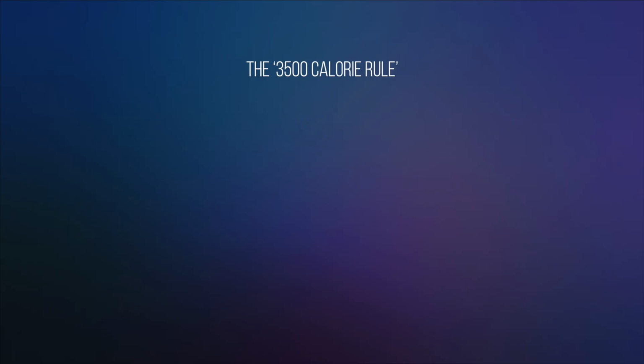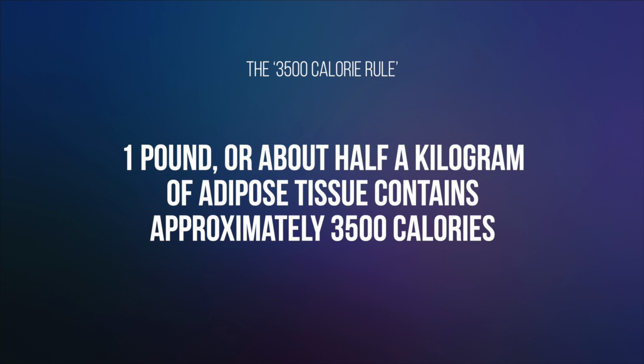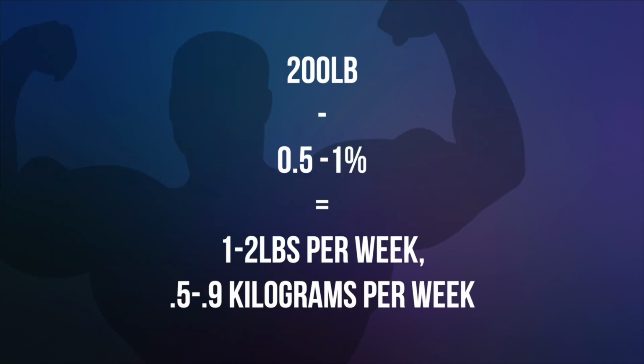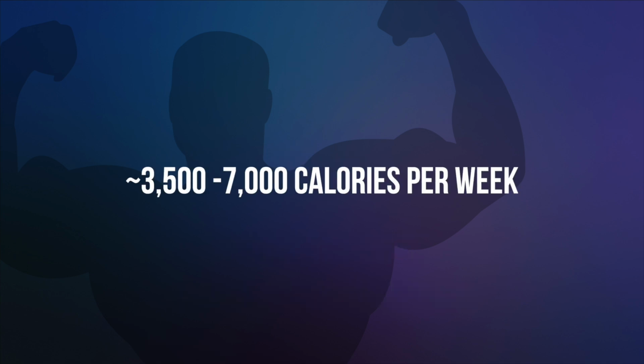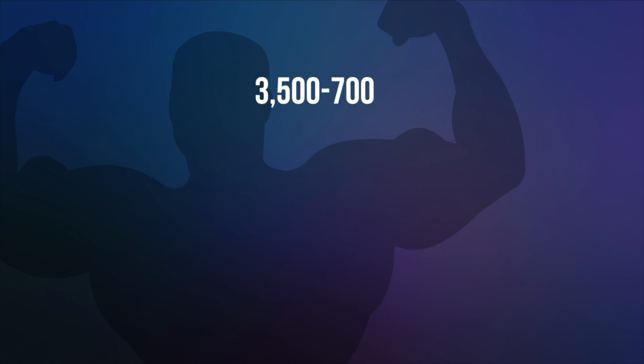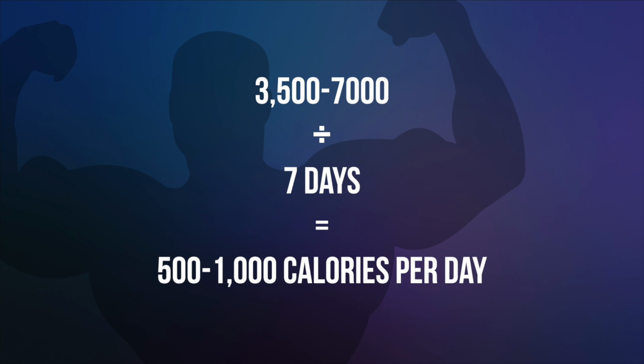To implement this, we will use the 3,500 calorie rule, which is based on the fact that 1 pound, or about half a kilo of adipose tissue, contains approximately 3,500 calories. So if our 200-pound male wants to lose 0.5 to 1% of his body weight, that would be an average loss of 1 to 2 pounds per week, or about 0.5 to 0.9 kilograms per week. And that equates to an average deficit of approximately 3,500 or 7,000 calories per week. Divide that number into 7 days, and that would be an average deficit of 500 to 1,000 calories per day.